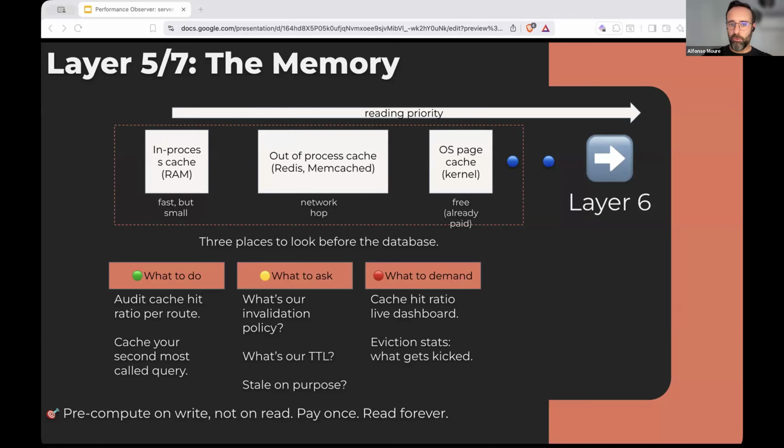First, the do. Pull your internal cache hit ratio per route. This is important because normally when you use a dashboard where performance information is shown, we usually check them as global data or at a content type level. In this case, I recommend usually to do that at the URL level.